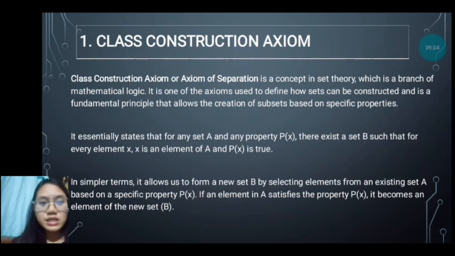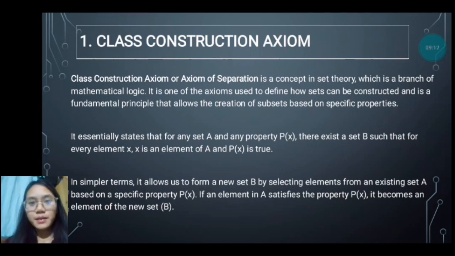It essentially states that for any set A and any property P of x, there exists a set B such that every element x is an element of A and P of x is true.